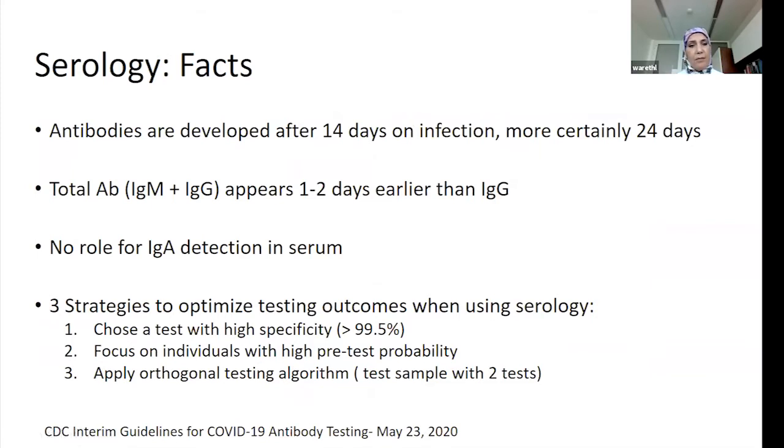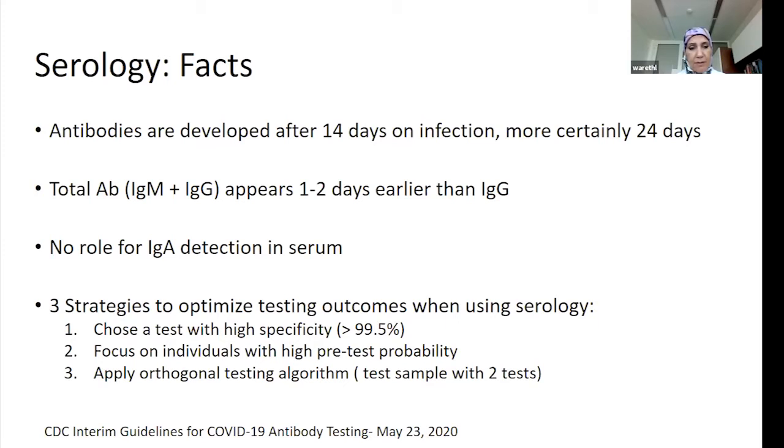More certainly by days, so after 3 weeks you will really detect them. Total antibodies appear 2 days earlier than the IgG isotype, so maybe a little bit positive. There is no role of detecting IgA in serum per se, so assays detecting IgA have no role to play in this particular disease. And there are 3 strategies really to optimize testing outcome when you're using serology.